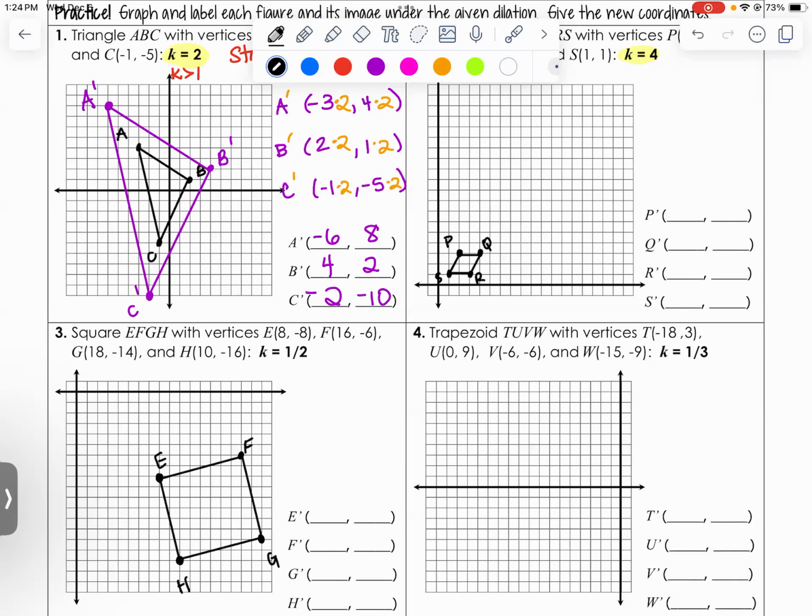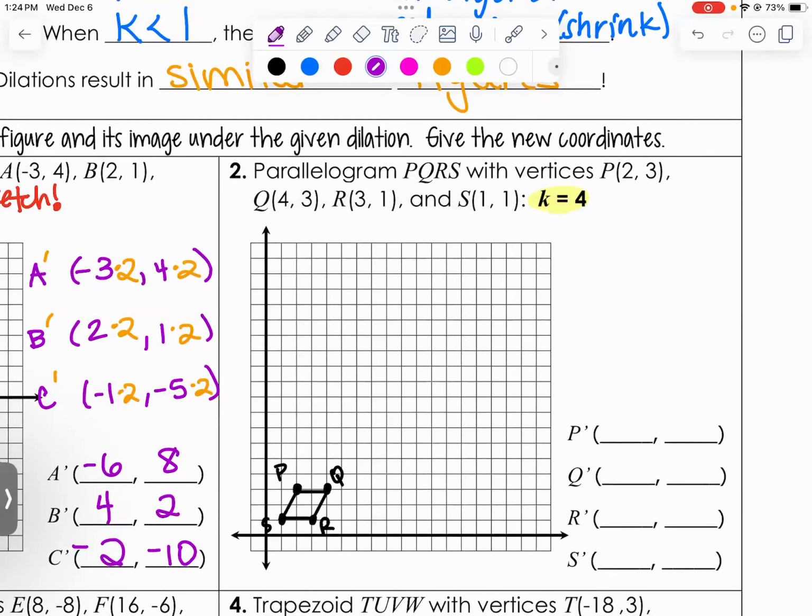Wes, what is your coordinate for P prime? 8, 12. Reagan, do you agree? Yep, if we take 2, 3 and we multiply that by 4, we get 8, 12. Good. Marco, what do you have for Q prime? 16, 12. Awesome. If we take 4, 3 and we multiply by 4, we get 16, 12. Ruby, what do you have for R prime? 12, 4. Okay. And then what's our last one? 4, 4. Okay.